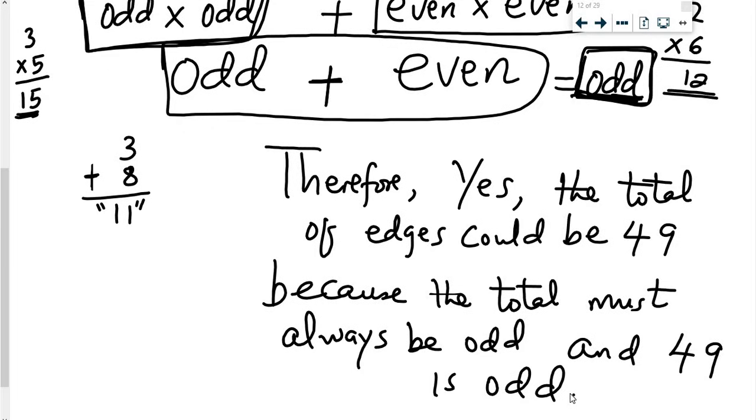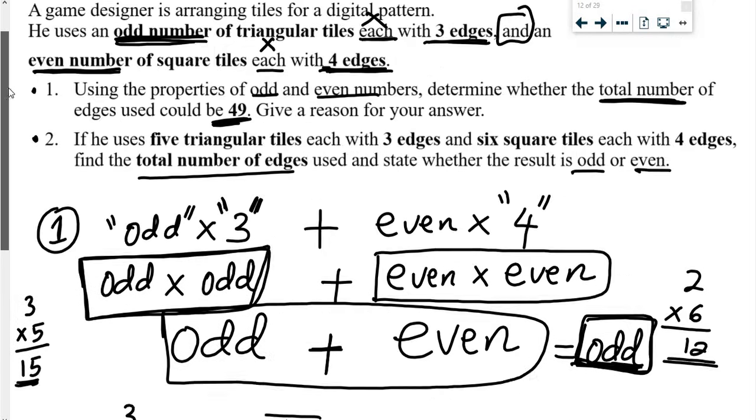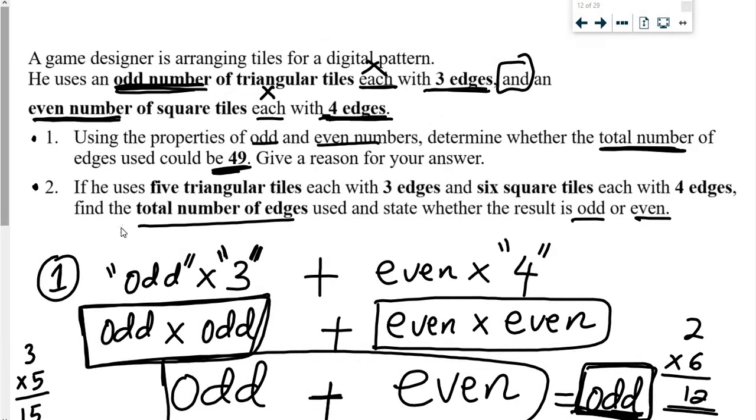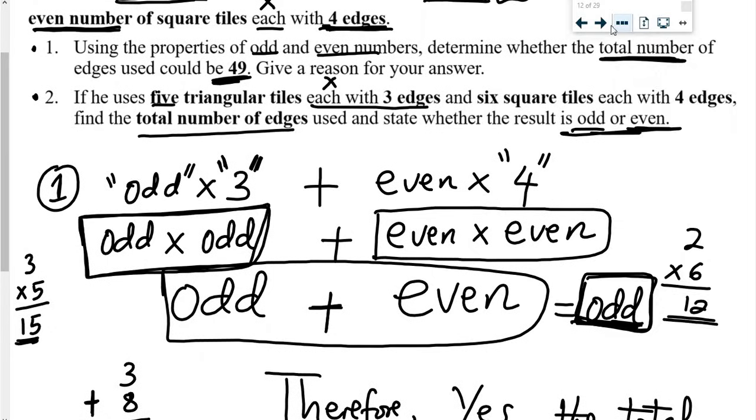I think you have understood the key idea of what to do. Now, the next question says, if he uses 5 triangular tiles, each with 3 edges. So again, each will mean multiply. So if he uses 5 triangular tiles, each with 3 edges, and 6 square tiles, each with 4 edges, find the total number of edges used and state whether the result is odd or even. So I will wrap all of these so that I can do question 2.